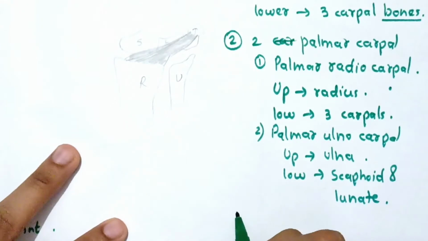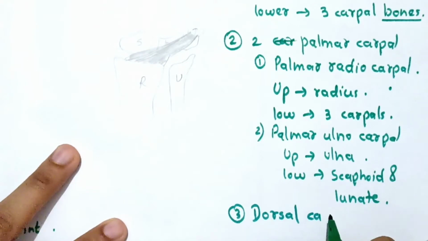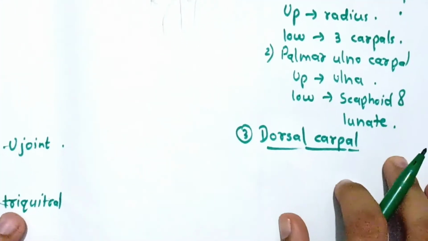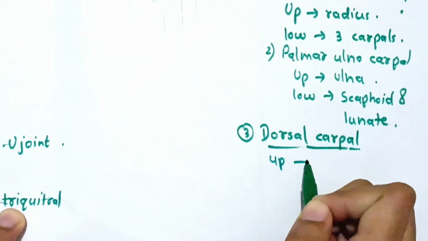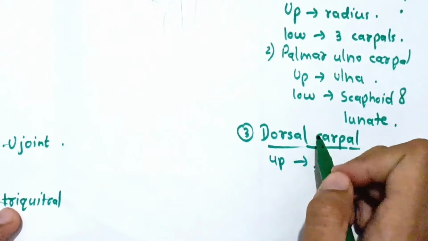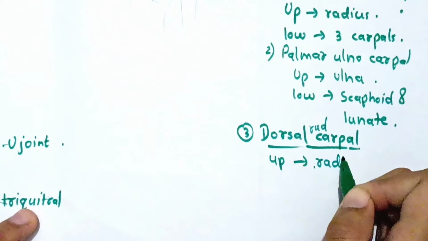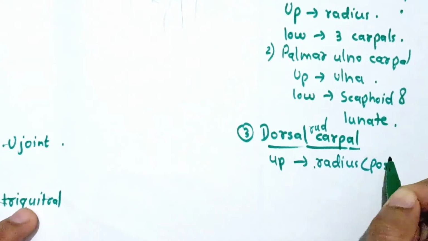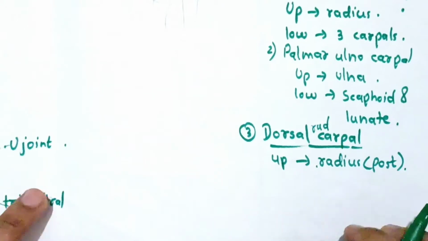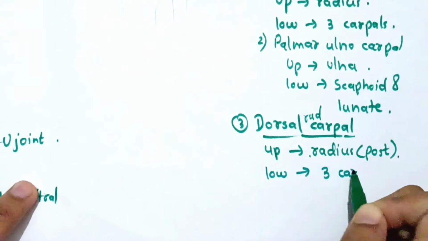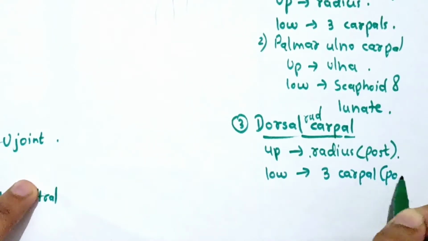Now next we have the dorsal carpal, that is the one on the posterior side, dorsal side of the wrist or the palm hand. So its upper surface will be dorsal radiocarpal, actually radiocarpal. So upper surface is on the radius, posterior side, lower margin of the radius on posterior side, and lower will be again on the 3 carpal bones, posterior side of the carpal bones.